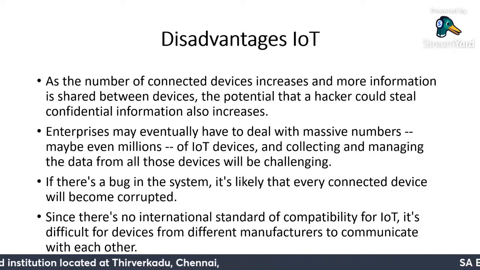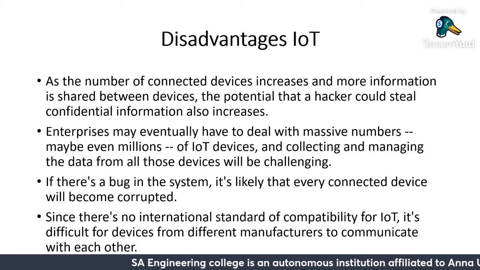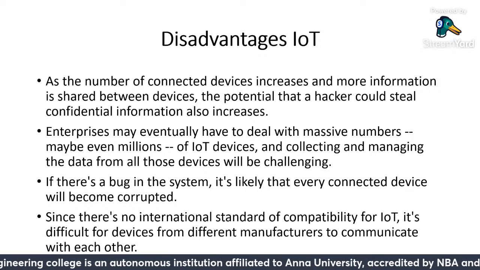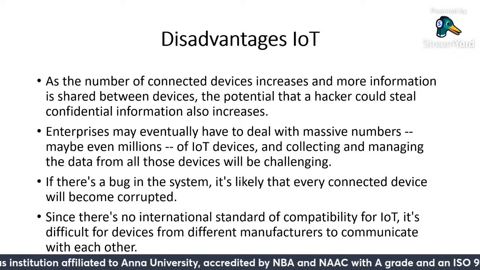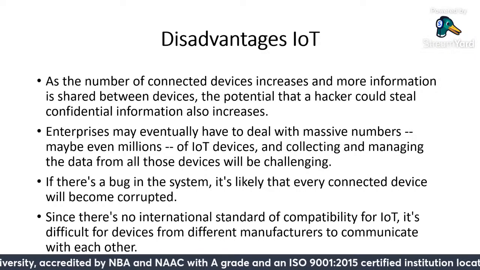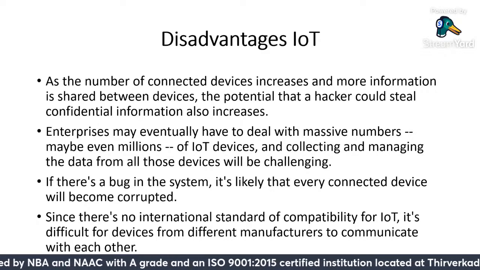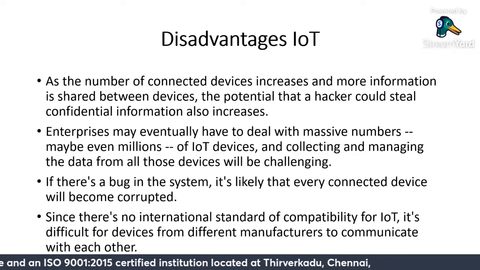And since there is no international standard of compatibility for IoT, it is difficult for devices from different manufacturers to communicate with each other. So if Amazon Alexa is used with Google Home, they cannot communicate with each other, as the manufacturers are different. And these are all the disadvantages of IoT.